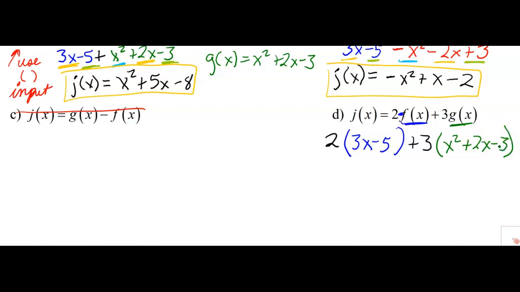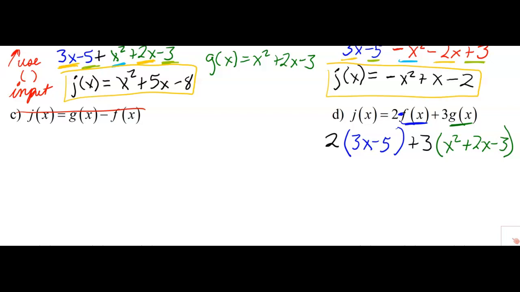So 2 times f of x is going to end up as 2 times 3x minus 5. 3 times g of x is going to end up as 3 times x squared plus 2x minus 3. Now I can actually do some math on this, because remember, if you have just function names, f, g, h, whatever, there is no math available to you, pretty much.